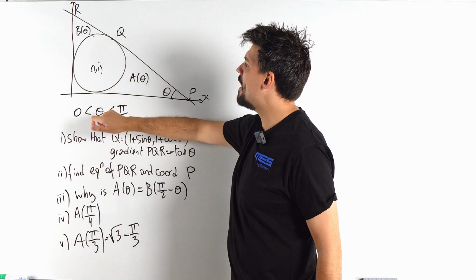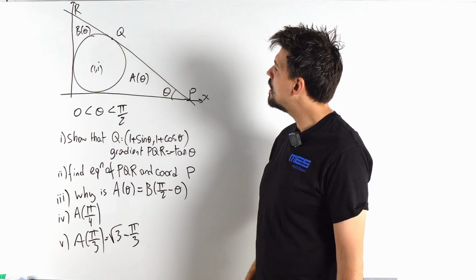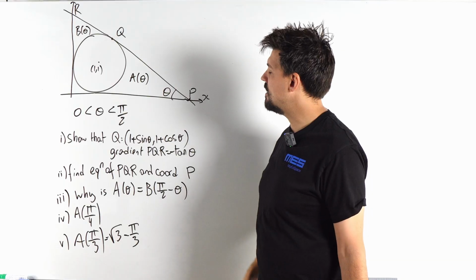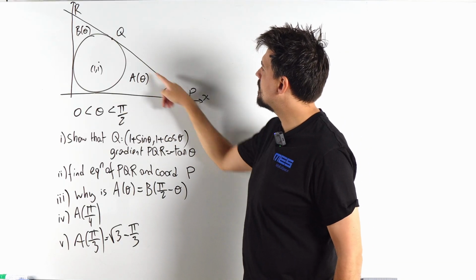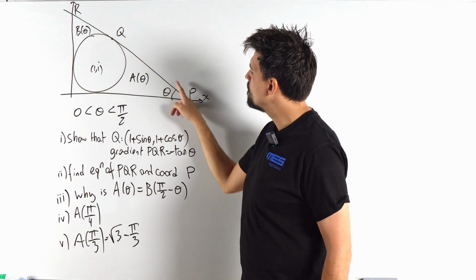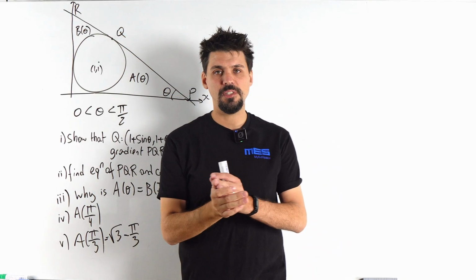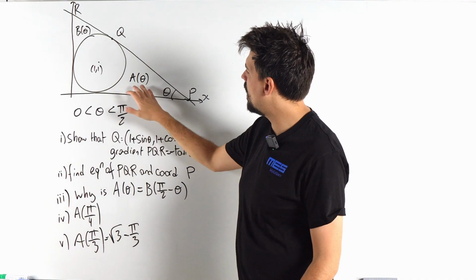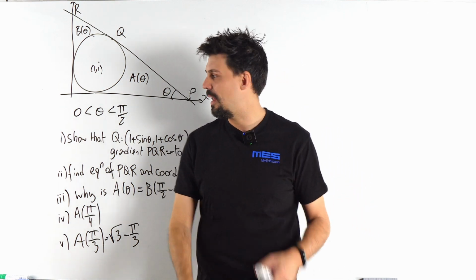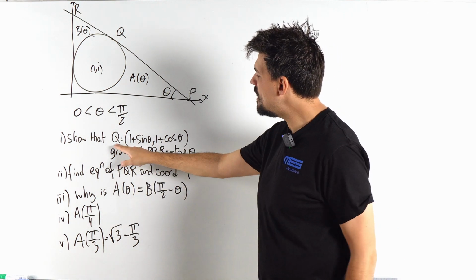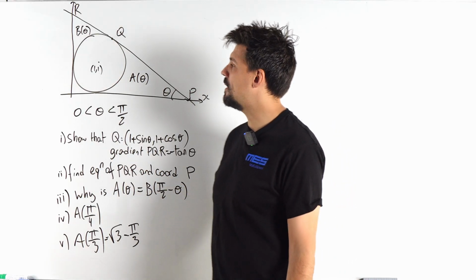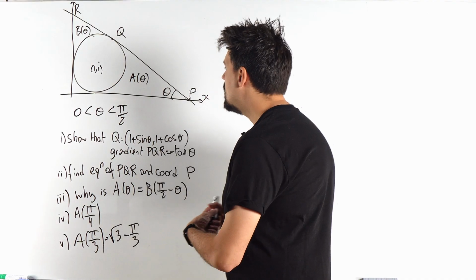We've got a circle, radius 1, center (1, 1), and we've drawn a tangent here, at point Q, wherever it is. And what we know is that the line RQP, with the y-intercept and the x-intercept, makes an angle theta with the positive x-axis. We've also labelled this area here A(theta), and this area up there B(theta), that is for later. We need to find the coordinates of Q in terms of theta and the gradient of the line PQR. So let's start with that.